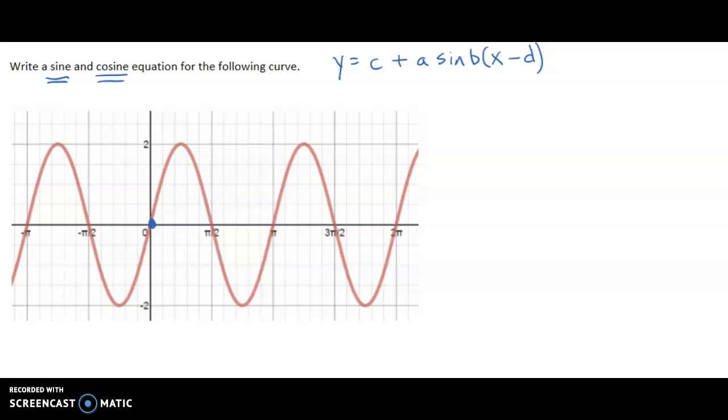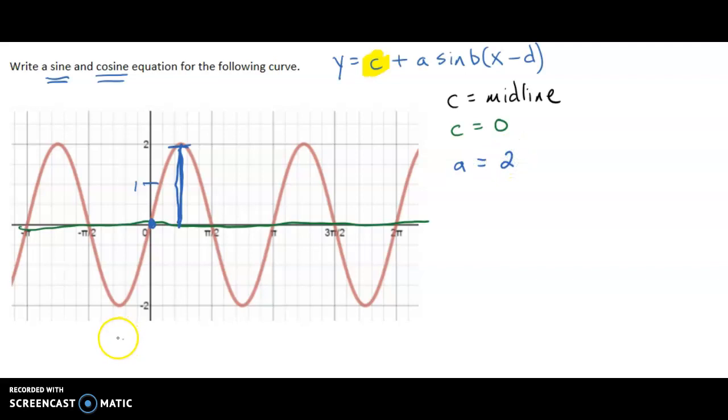I usually like to start by finding c first. C is the midline, or the axis of the wave. And if you find that, it'll help you find your amplitude. So in this case, the axis of the wave is just the x-axis. It's 0. So c is 0. Once you find your midline, then you can just count up to the max or min, and that will give you your amplitude. So if I start here and just count up 1, 2, I can see the amplitude is 2. So if the amplitude is 2, then a is 2. Go ahead and write down here that the amplitude is 2.